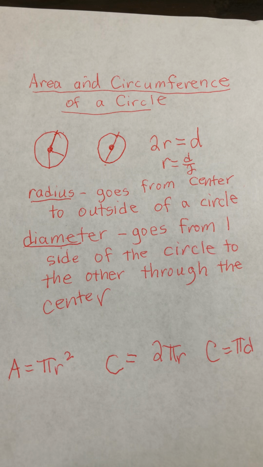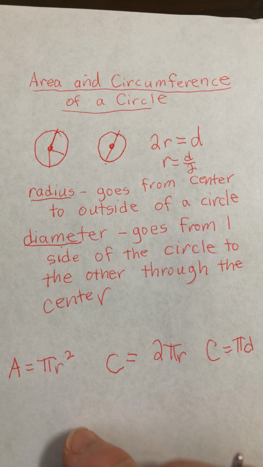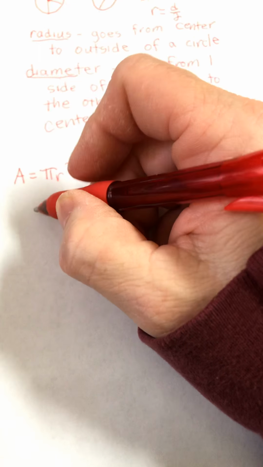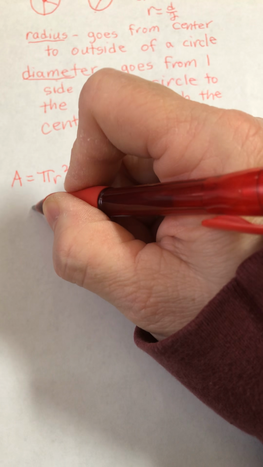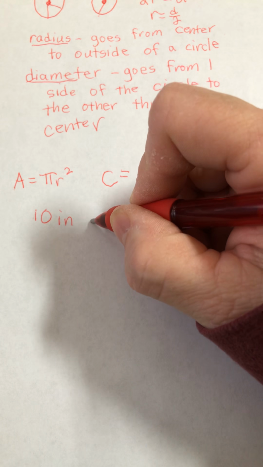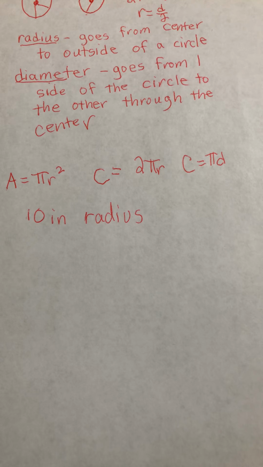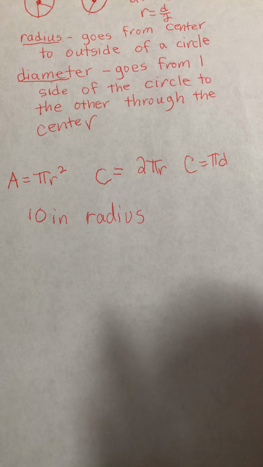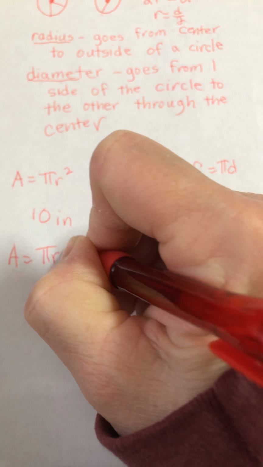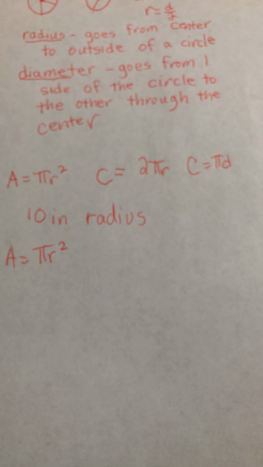Now, the next thing we need to do is figure out how to solve problems that have area and circumference. So we are going to look at a problem. If I had a 10-inch radius, then what I'm going to do is write down my formula first. That's what you always do, write down the formula. Area equals pi r squared. Now I'm going to substitute in for pi and for radius.